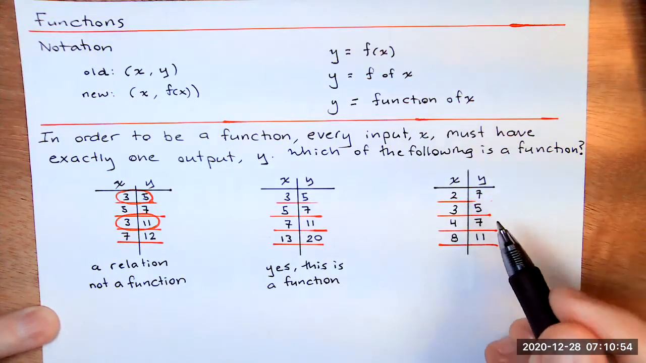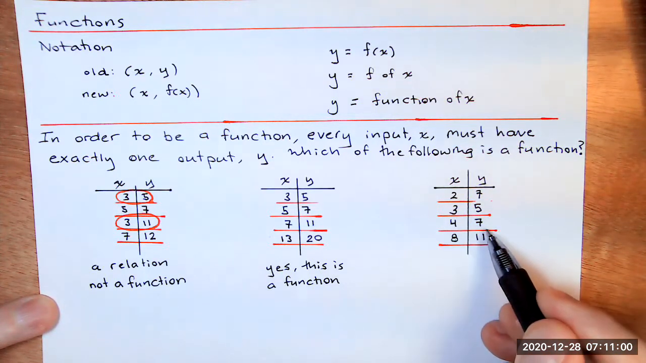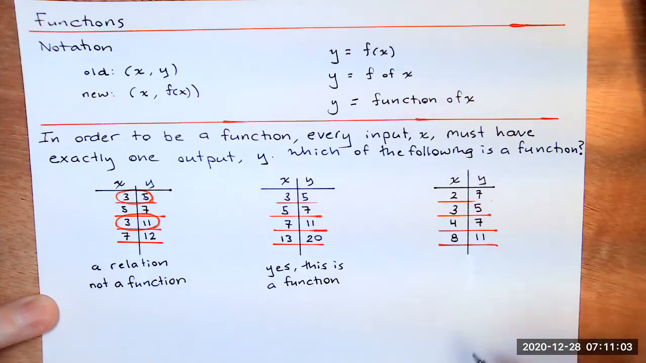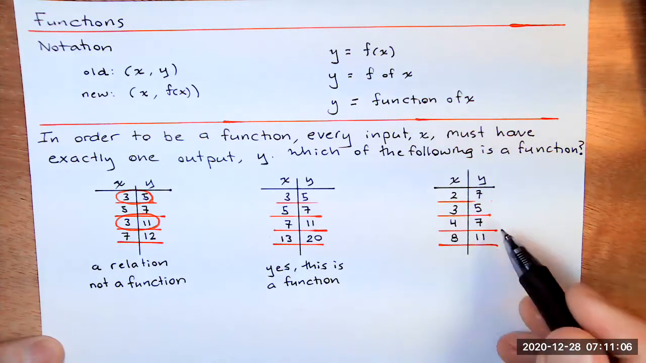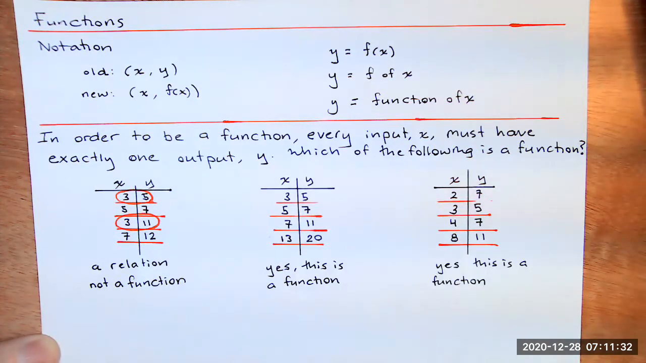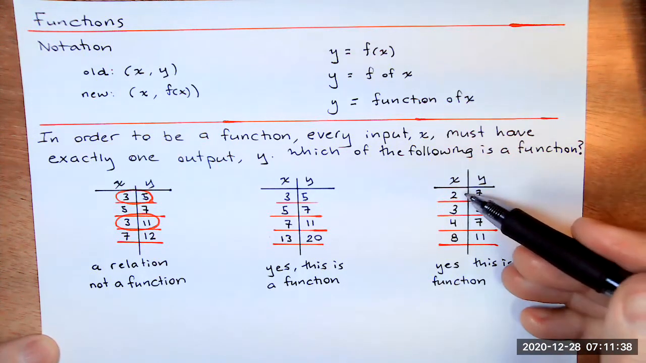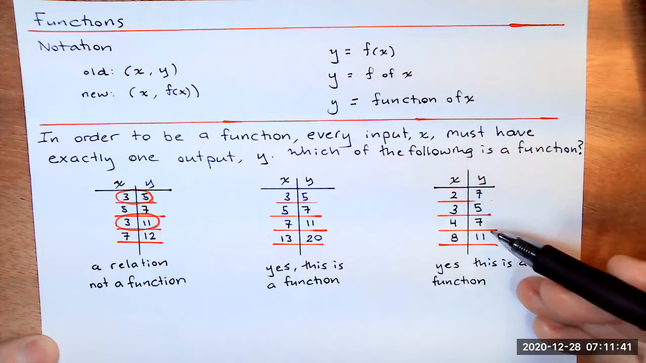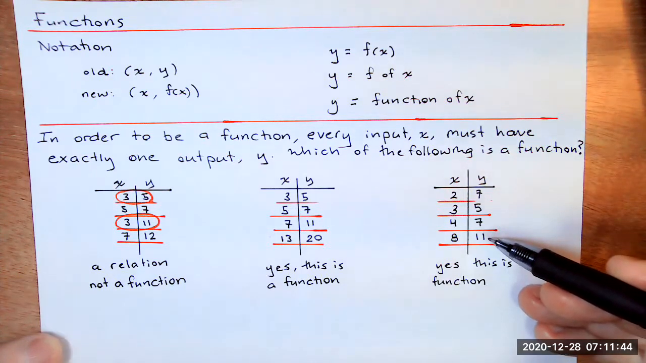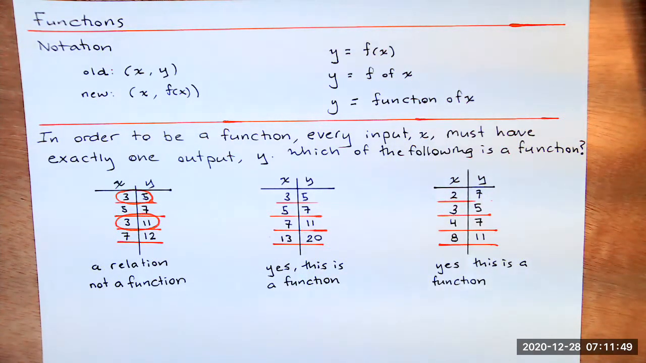All right, let's look at this example. When x is 2, y is 7. When x is 3, y is 5. When x is 4, y is 7. When x is 8, y is 11. Is this a function? And the answer is yes, this is a function. So two different x's can have the same y and still be a function, but the same x cannot have two different y's and have a function. What does that look like in a graph?